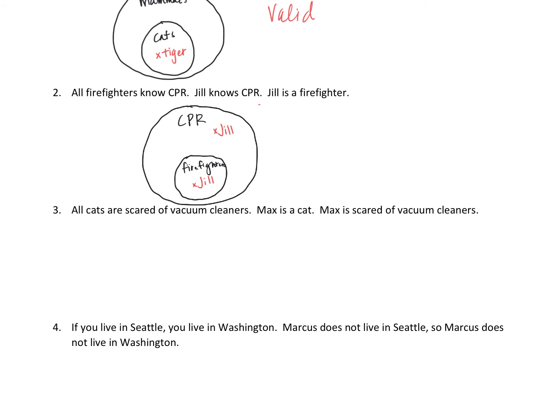So can we conclude that she's a firefighter? No, we cannot, because we could have drawn the diagram with Jill out here, right? So this is not a valid conclusion. It's invalid, because we don't know where we should put Jill. Instead of putting Jill in both places, which is fine to do because you don't know, you might mark an X on the line, meaning it could be inside the circle, it could be outside the circle, we don't know. So that's another way to illustrate this.